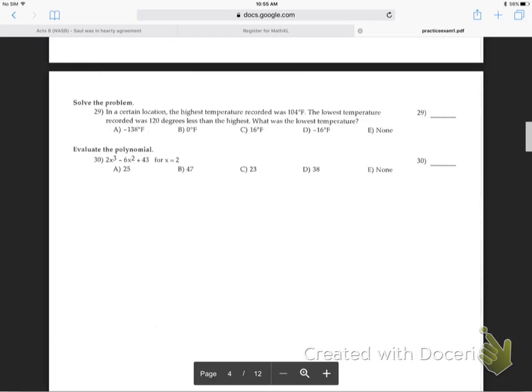All right. At a certain location, the highest temperature recorded was 104 degrees. We had that almost here yesterday, didn't we? Or the day before? The lowest temperature recorded was 120 degrees less. So you take 104 and subtract 120. 120 less, 120 subtracted, is that minus 16? There it is, D. Is that good? 120 less is 120 subtracted. So there's 29, I mean.